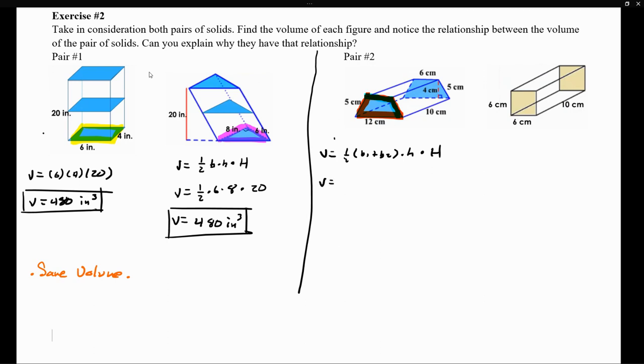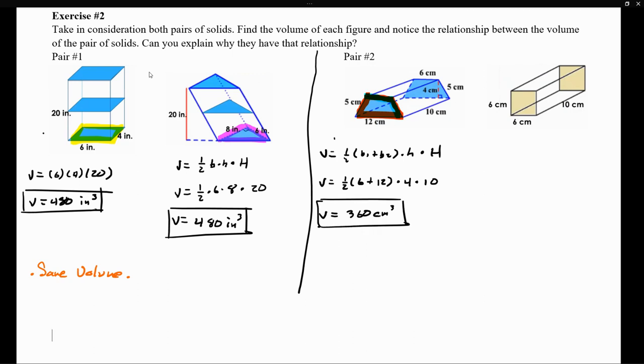So let's do that. We're going to have 1/2. Base 1 seems to be 6, base 2 seems to be 12, and if I multiply by the height, which in this case seems to be 4, and then multiply by the height of the solid, which seems to be 10, and compute all this, it's going to give me a volume of 360 centimeters cubed.